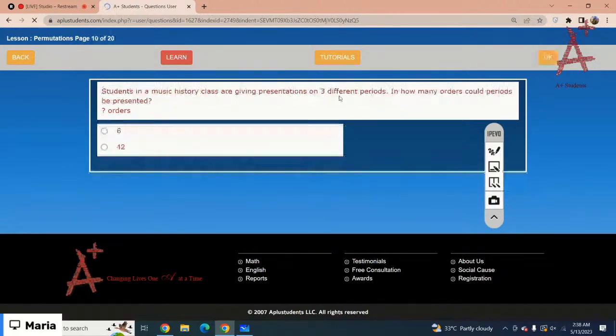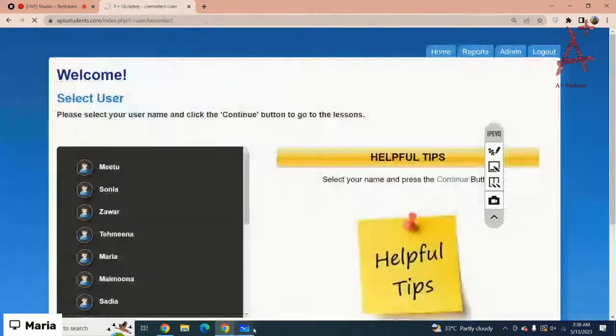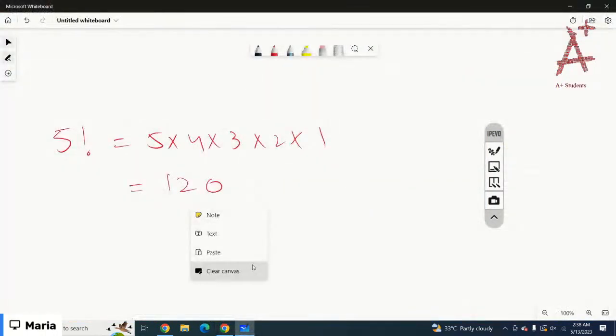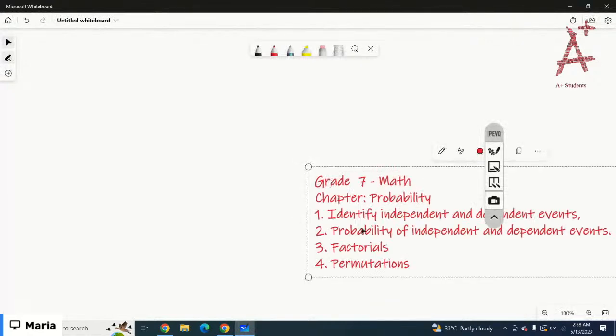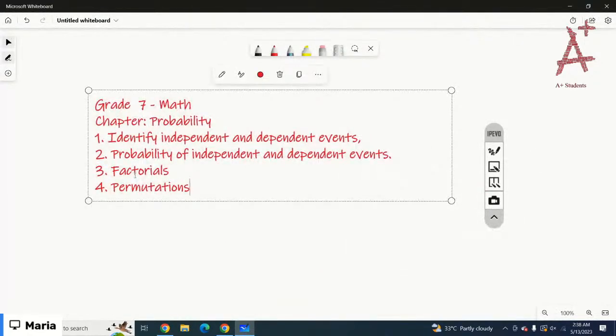Okay, you can complete the test by yourself later today. So, we're working on grade 7 maths. We're working on the chapter probability. And the lessons we have covered today are identify independent events, probability of independent events, factorials, and permutations.